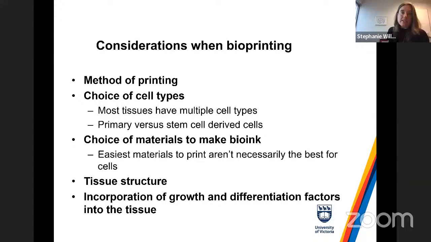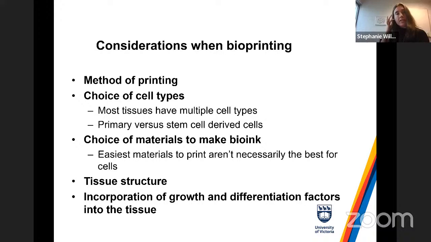Another big consideration is what cells do you want to print? For us, when we print our tissues, we print at a pretty high cell density, usually around 1 million cells per mil, which is similar to the density of cells you'd find in the body. So some of the considerations are how do you get that number of cells? Stem cells tend to be a bit more delicate to print compared to some of the primary cells. So you need to figure out sort of what your printing conditions are to keep your cells both alive and functioning in the manner they would in your body.